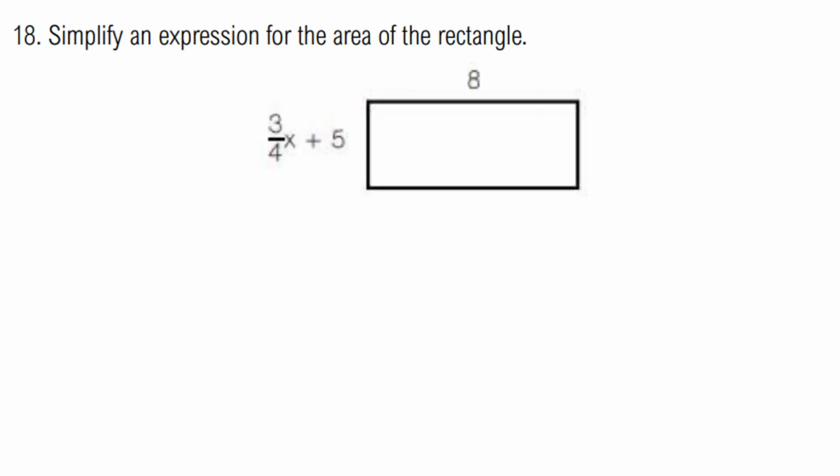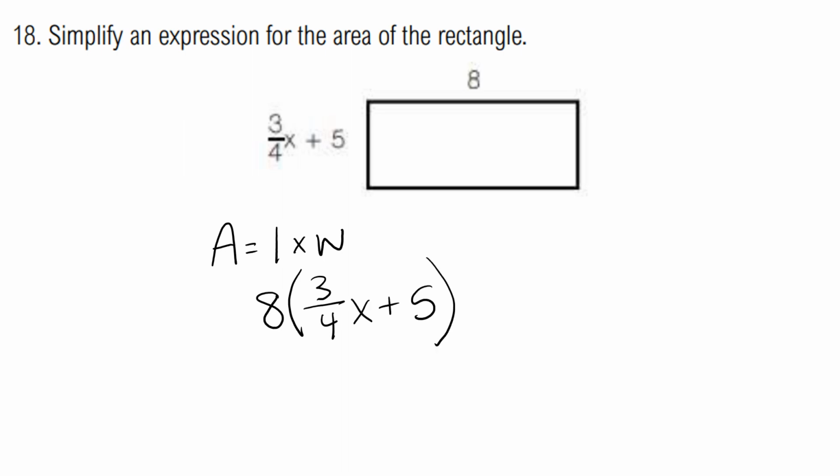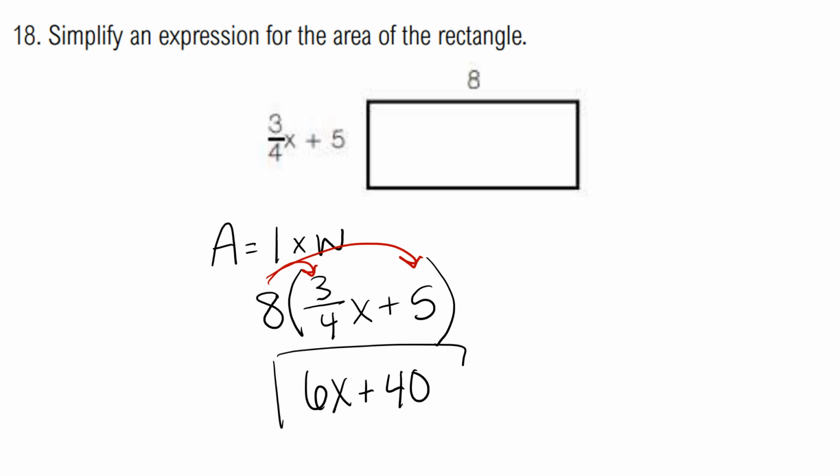Number 18, simplify an expression for the area of the rectangle. Again, we know that area is length times width, so we're going to multiply the 8 by the width value, 3/4 x plus 5. When we are multiplying, we distribute our value to both numbers in the parentheses. 8 times the fraction 3/4 would give us an answer of 6x, and 8 times 5 would give us 40.